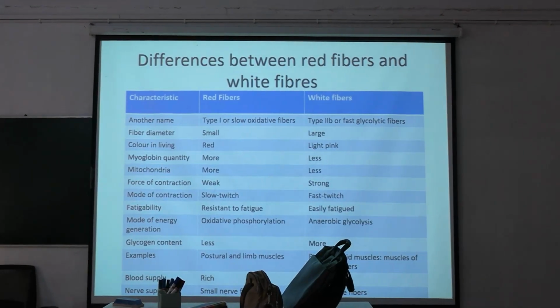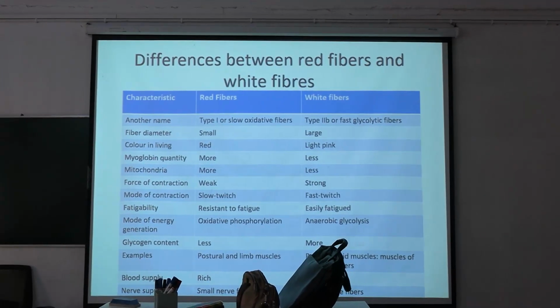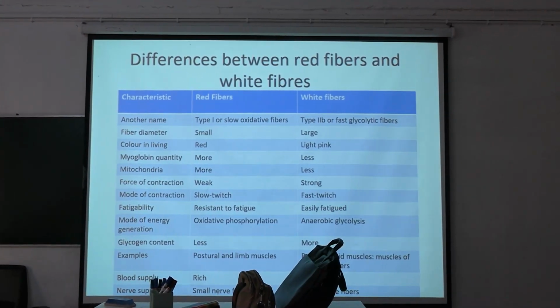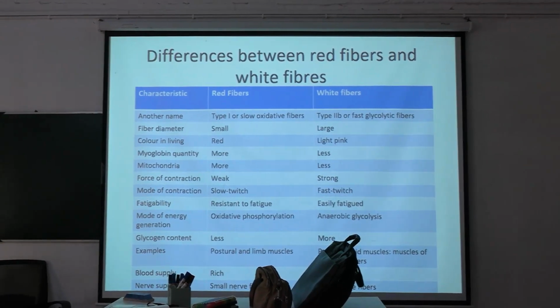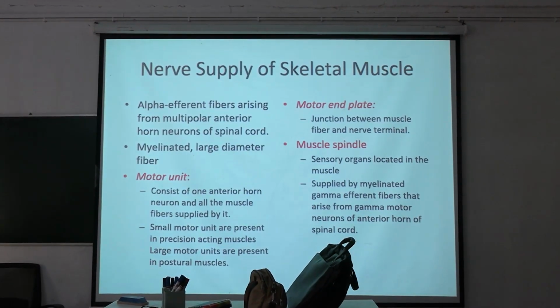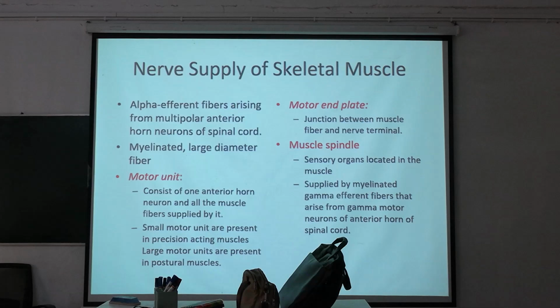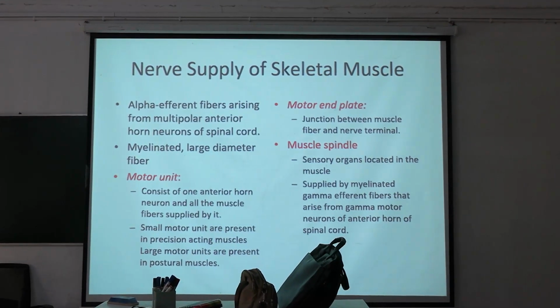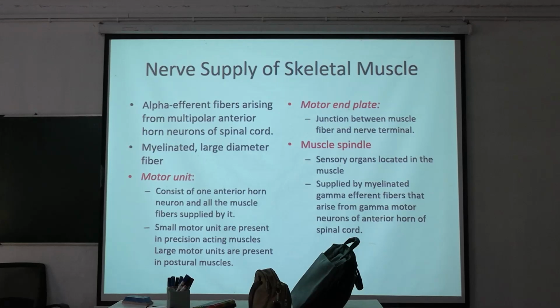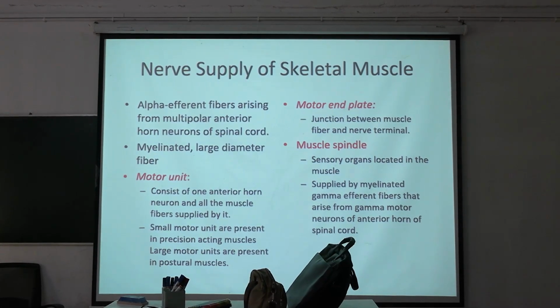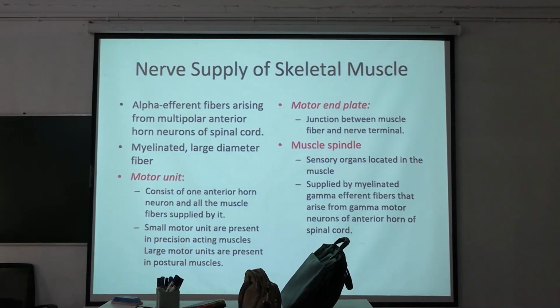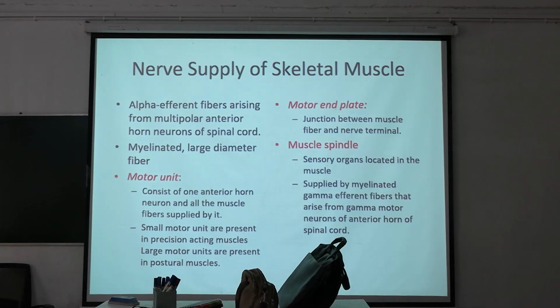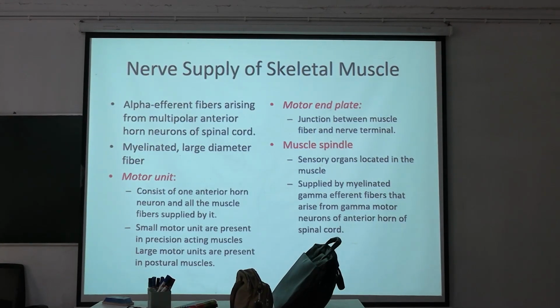Just know the difference between red fibers and white fibers. You have to read. Nerve supply of the skeletal muscle. Now, this will be taught to you more or less in physiology. The motor end plate, muscle spindle, and motor unit will also be taught.